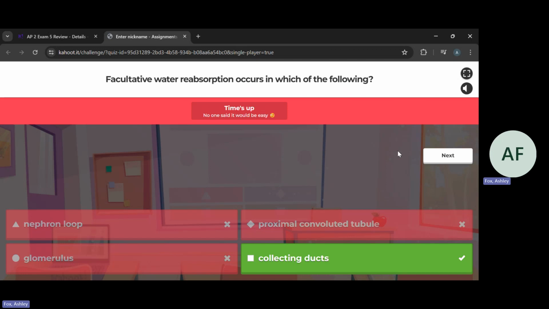Obligatory water reabsorption is happening in the proximal convoluted tubule and the nephron loop. Remember, the nephron loop has the countercurrent exchange. So I just talked about the limbs having different permeabilities, so it uses the solute concentration to pull out more water. The proximal convoluted tubule has aquaporins in it all the time, so water is immediately reabsorbed, and most of the water reabsorption is happening in the proximal convoluted tubule.